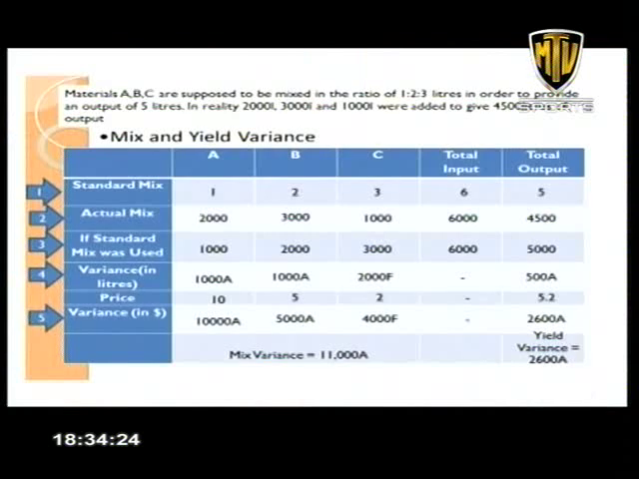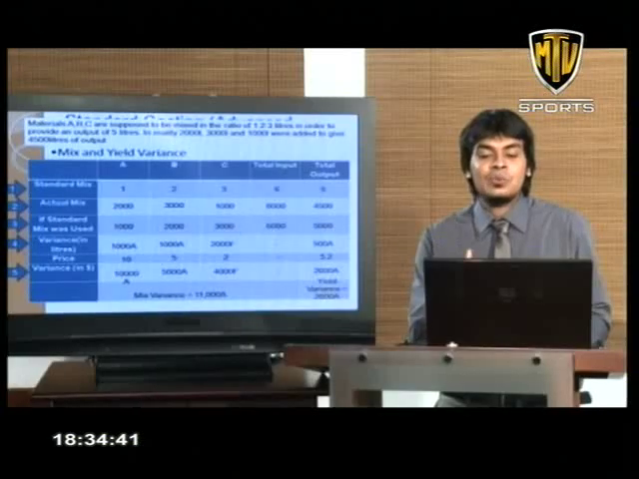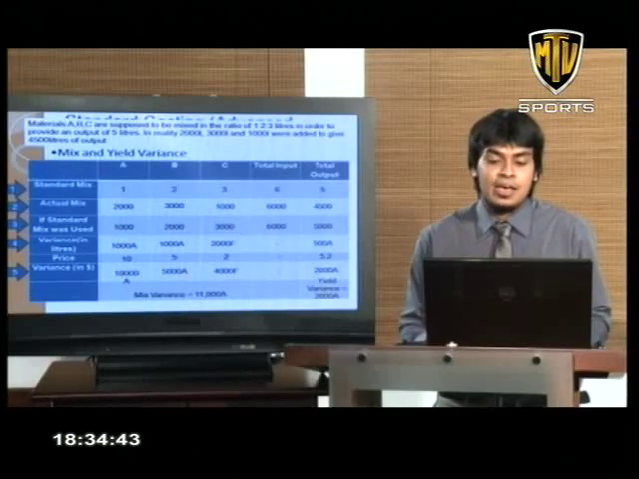Then again you feed data from the question, which is your actual mix. You have actually mixed 2000 liters of A, 3000 liters of B and 1000 liters of C. Again the total input is 6000, but because you have not mixed it in standard proportions, you are getting an output of only 4500.